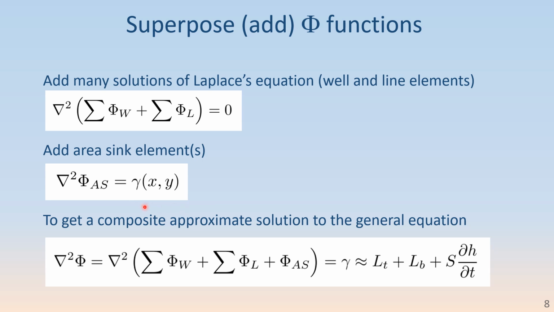It may or may not be a function of position, depending whether it is spatially variable or not, two different kinds of area sinks. When we add all of that together, we get a composite solution to the general equation that has on the left-hand side all of these terms that we're adding up, and on the right-hand side just the contribution from the area sinks. And that is hopefully doing a good job of approximating the leakage terms in and out the top and bottom of our domain, as well as fluxes into storage.